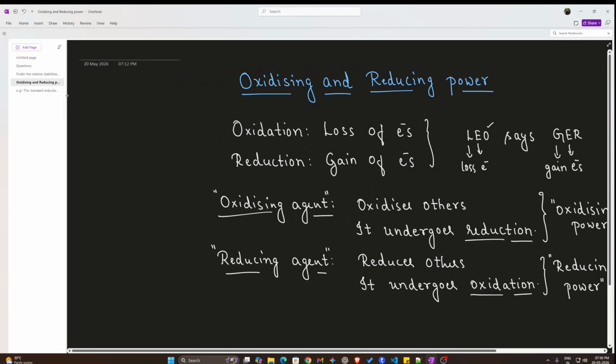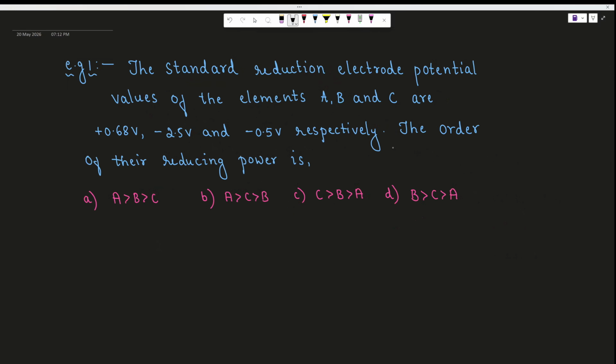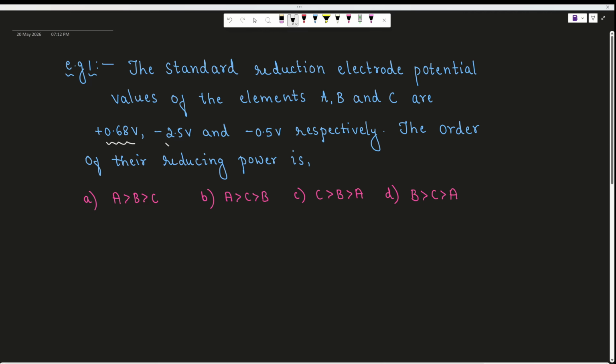Now let us see questions related to this, then it will be more clear, because this type of question will be asked in all the competitive examinations. See what is asked: the standard reduction electrode potential values of the elements A, B and C are given. One is a positive value, two are negative values. The order of reducing power is asked. So the moment you get the term reducing power, you should see the order of oxidation.